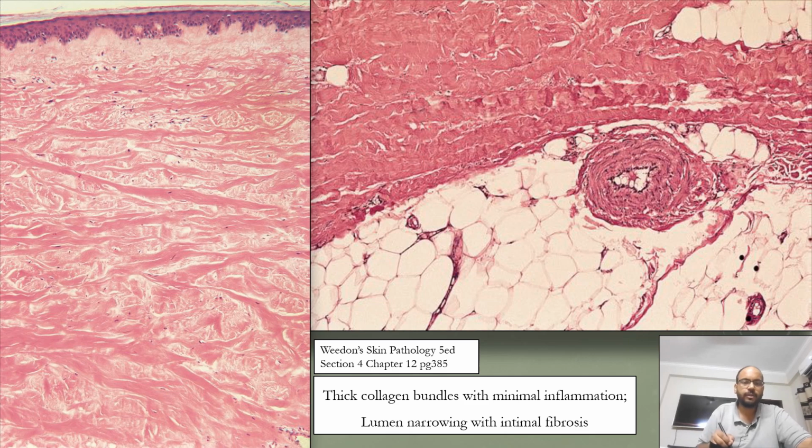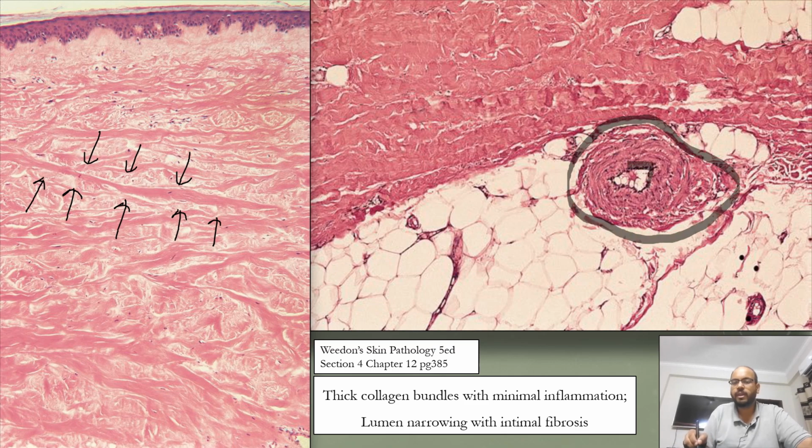So in diffuse scleroderma, here also you can easily appreciate, let me just change the color, you can easily appreciate the thick collagen bundles, isn't it? Uniformly stained, highly eosinophilic, thick collagen bundles. Okay. And if you go deeper and look at a vessel, you will see that the intima is thickened and the lumen is narrow.